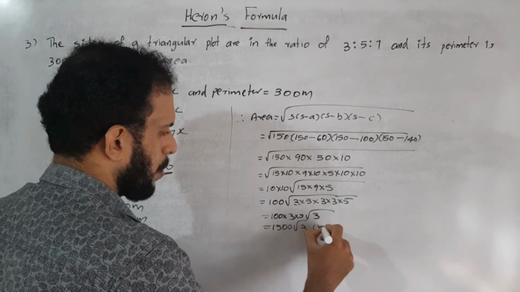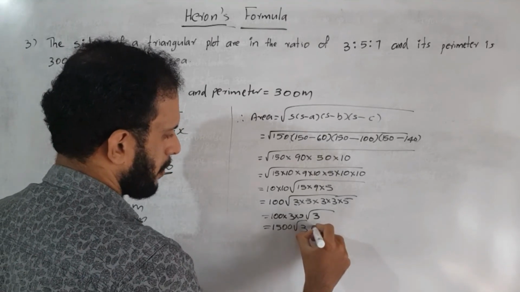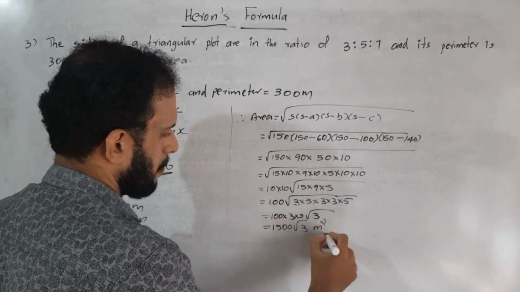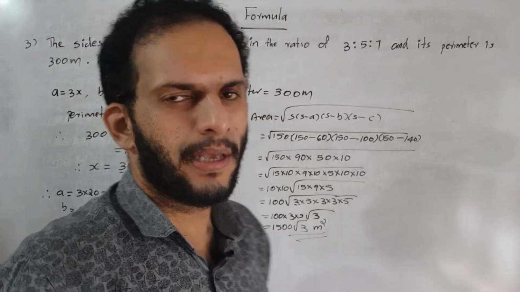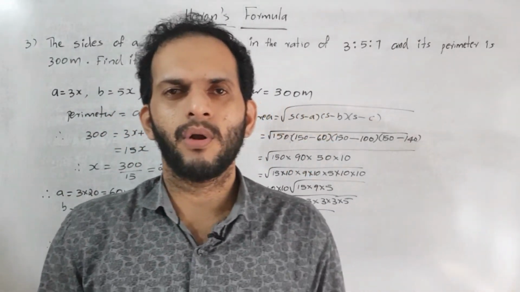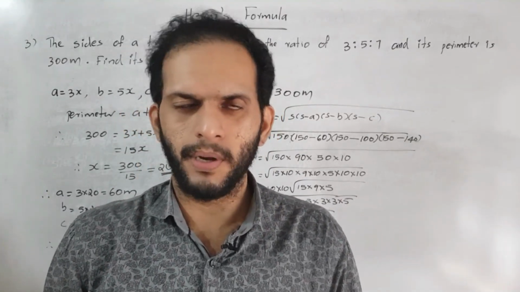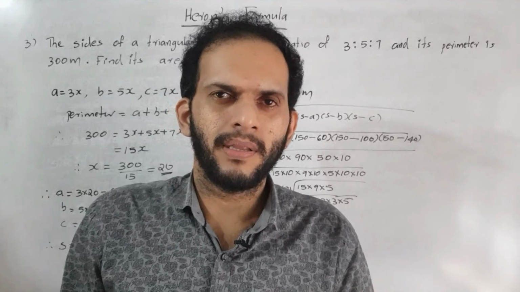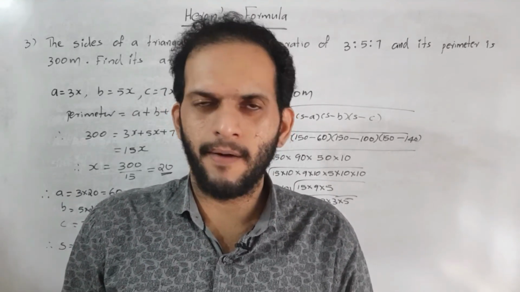1500 root 3 square meter. Then what is the area of the triangular plot? The area of the triangular plot is equal to 1500 root 3 square meter. Okay, I think you got it, the application of Heron's formula for finding the area of a triangle.